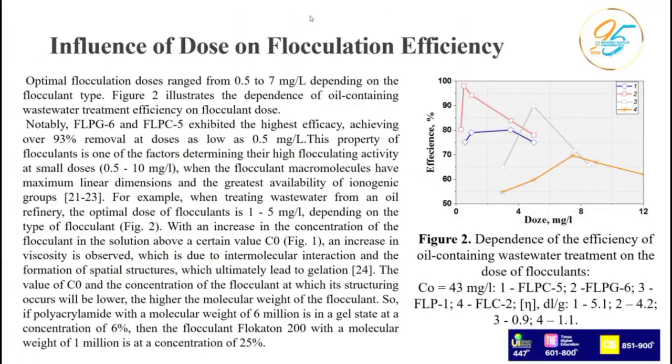Our results showed that the optimal dose of flocculants ranges from 0.5 to 7 mg per liter. For instance, FLPG6 and FLPC5 achieved over 93% removal efficiency at very low doses. This demonstrates that small amounts of well-structured polymers can provide highly effective treatment. However, excessive concentration leads to viscosity increase and even gel formation. In the next section, I'll show how storage stability further affects performance.